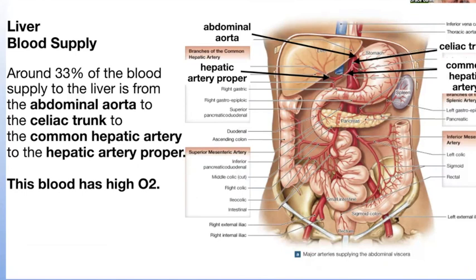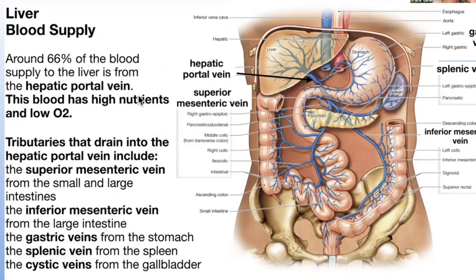the common hepatic artery to the hepatic artery proper. This blood has high oxygen content. Around 66% of the blood supply to the liver is from the hepatic portal vein. This blood has high nutrients and a low oxygen content.